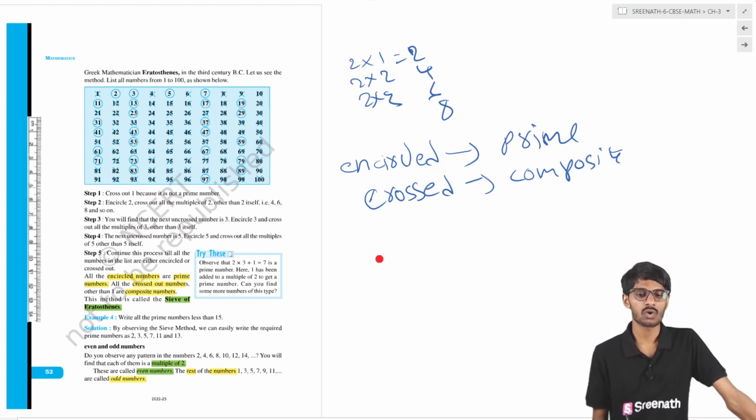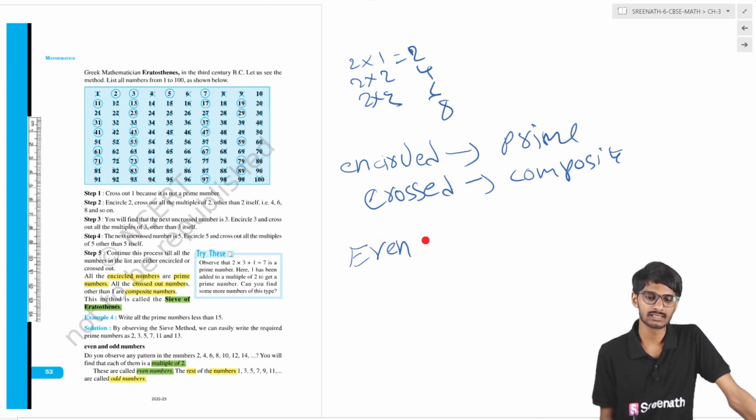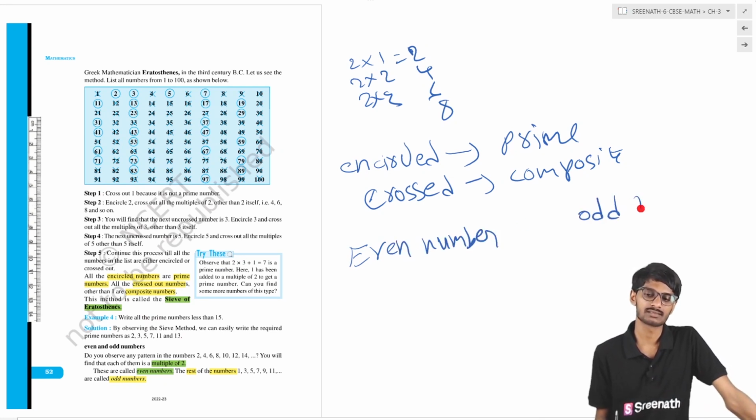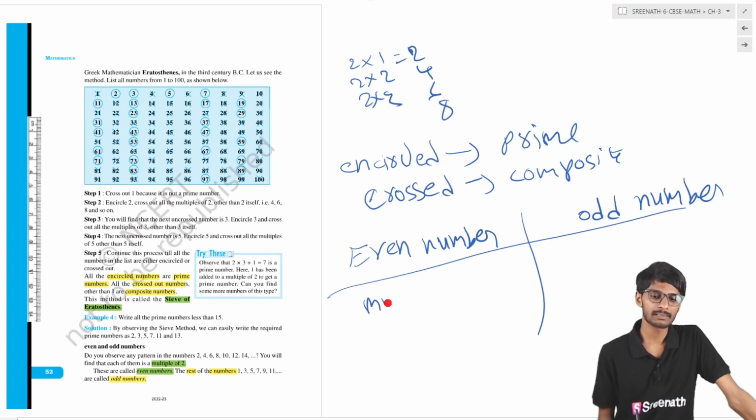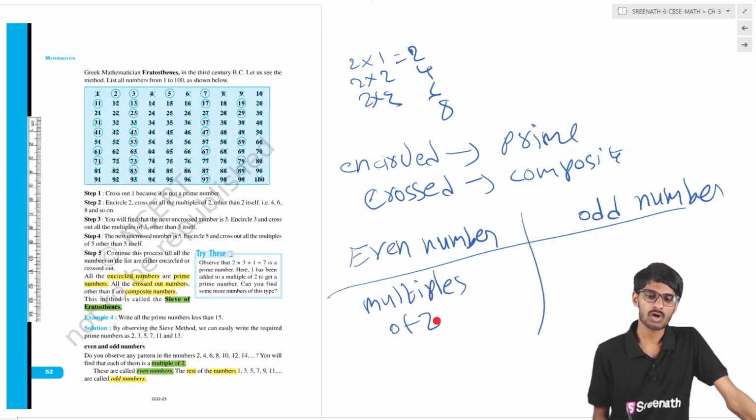Okay students, now what are even numbers and odd numbers? So this is the thing, even number and odd number. Multiples of 2 are even numbers. The rest of the numbers are odd. So basically, what are the multiples of 2?